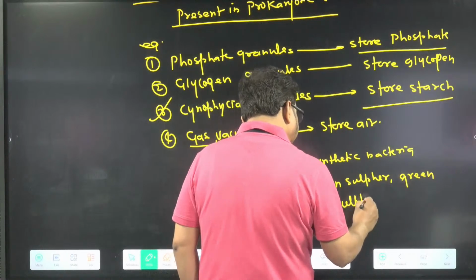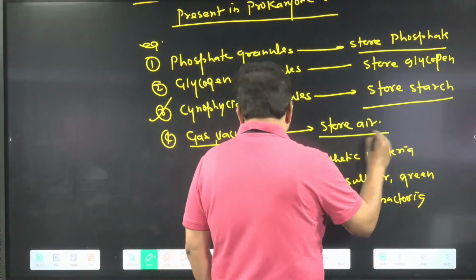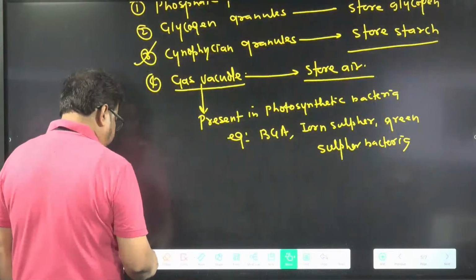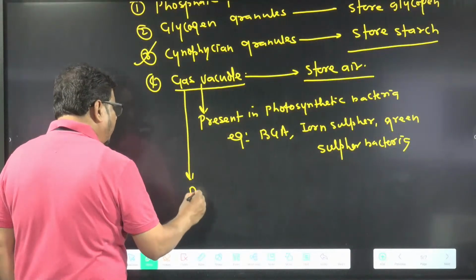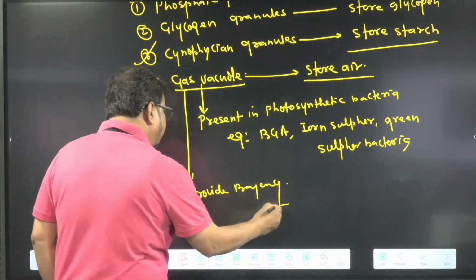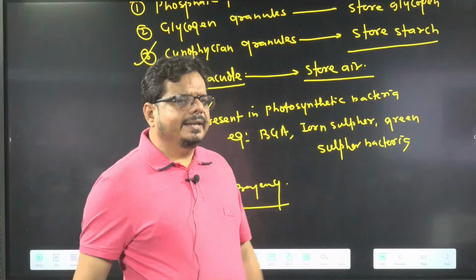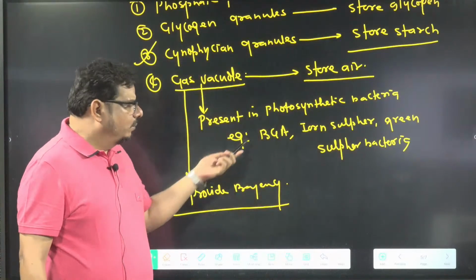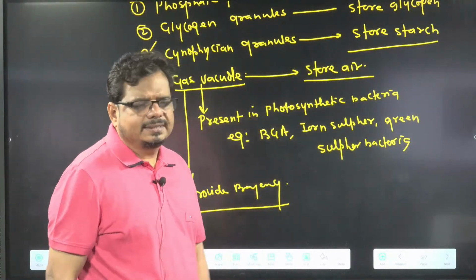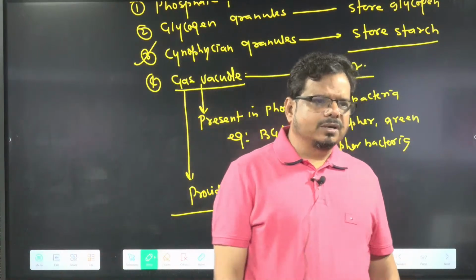Now question arises, why are these gas vacuoles present in these photosynthetic bacteria? So these gas vacuoles provide buoyant force, they provide buoyancy. So due to that reason, bacteria will float on the surface of water, photosynthetic bacteria, and they get a proper amount of light for which purpose? Photosynthesis. You got the idea?